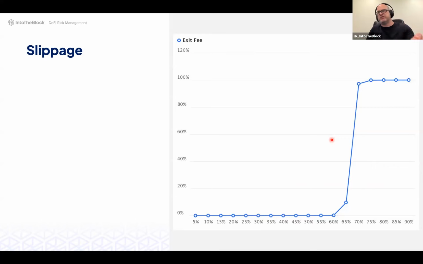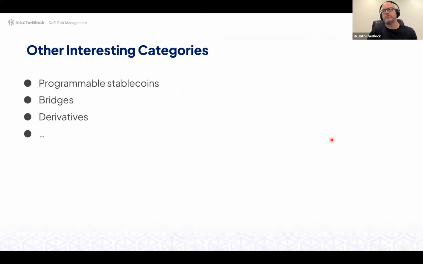Obviously, slippage: you're in a position in an AMM and you want to exit. Sometimes the pool composition changes and you need to exit holding an asset that you don't want. What is the exit fee that you need to pay? How does that change? If whales remove capital very quickly, then you can suffer very massive slippage from one block to the other. So monitoring this is quite interesting. And then there are dozens of categories.